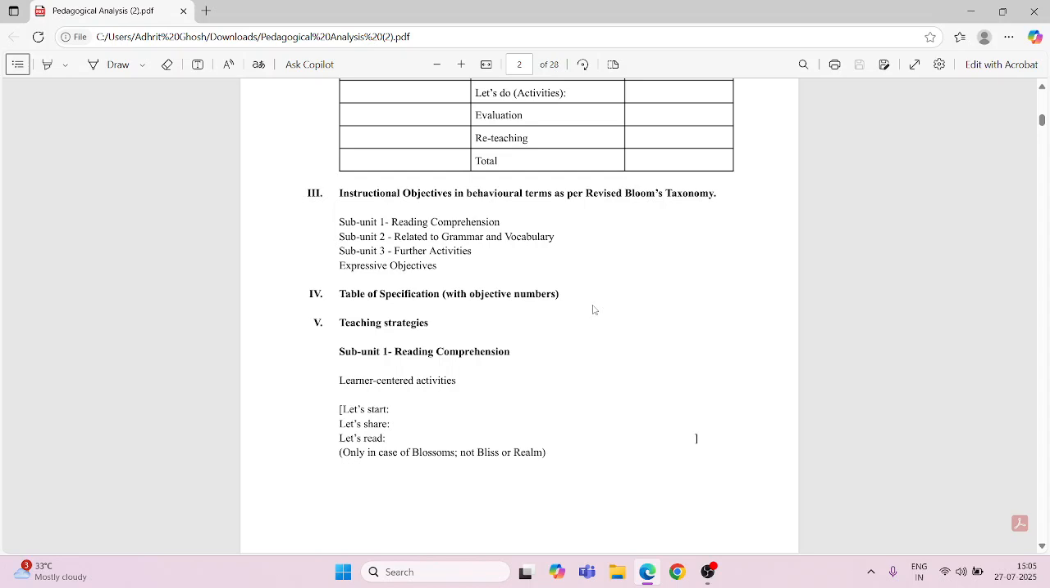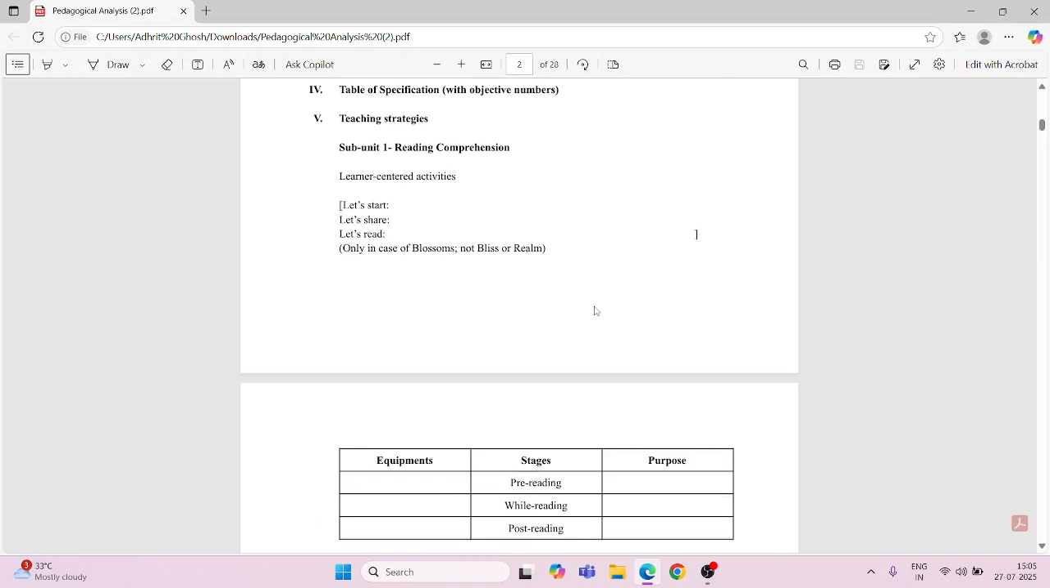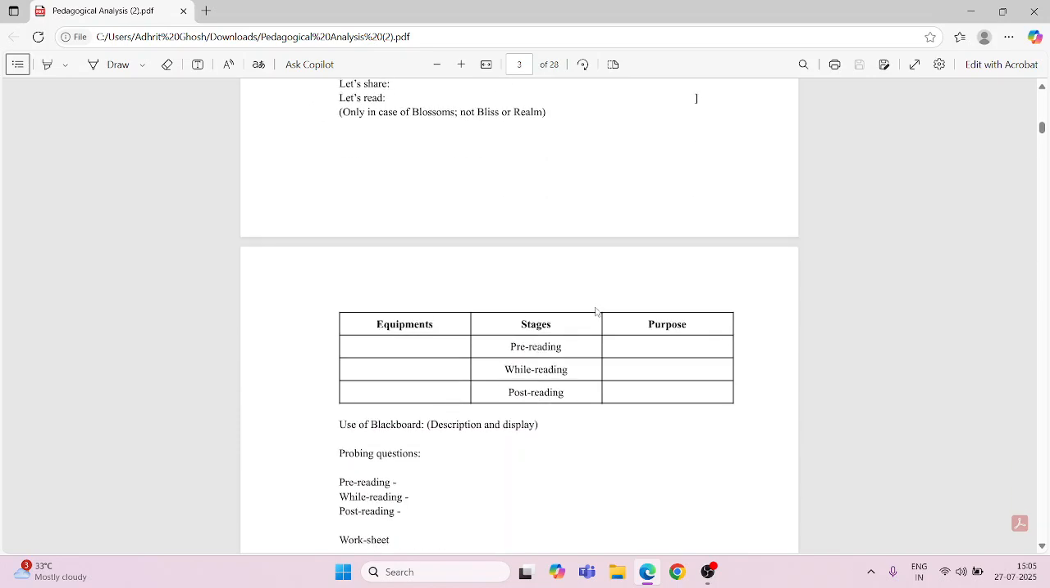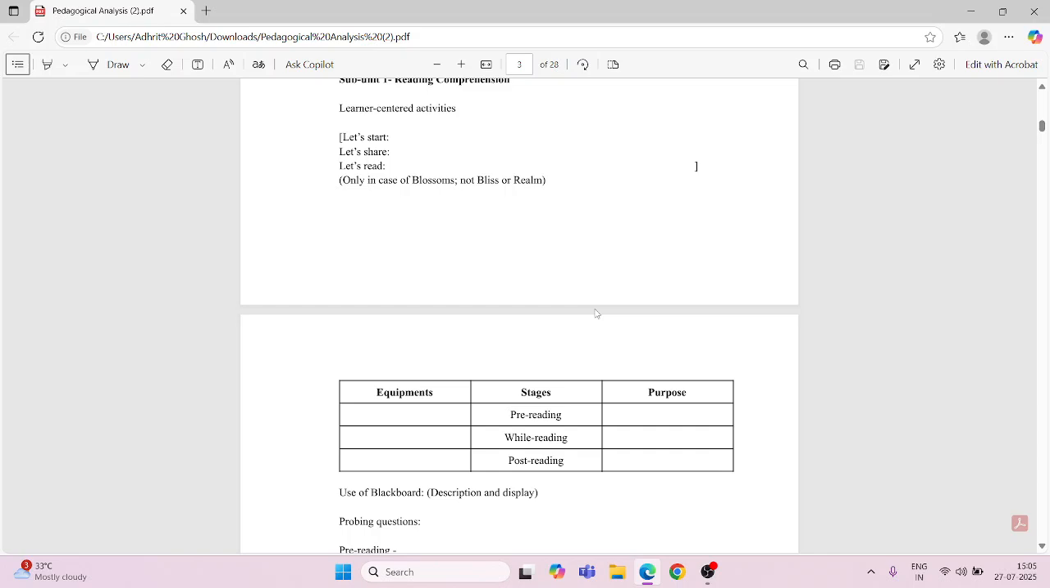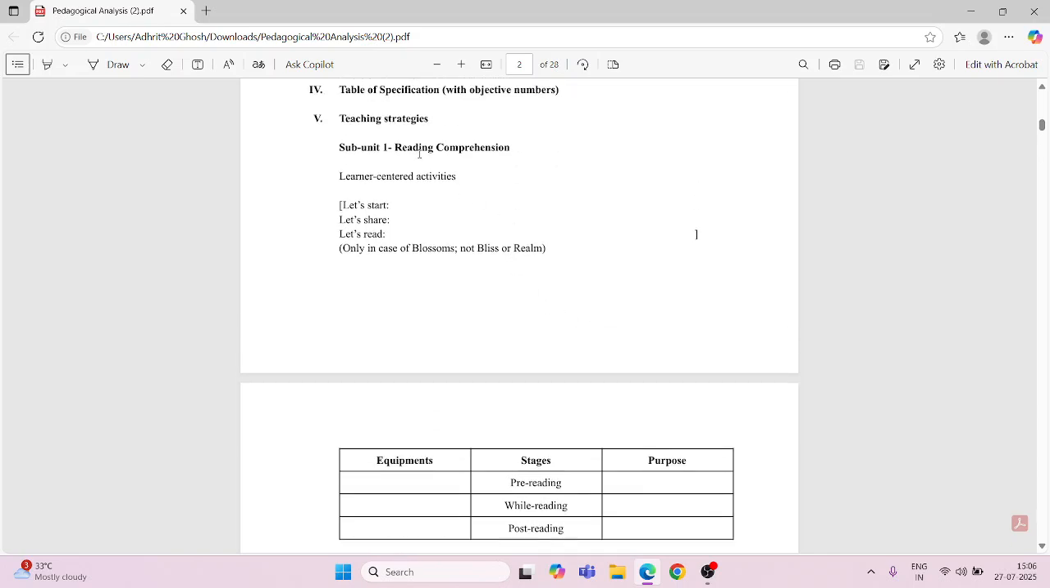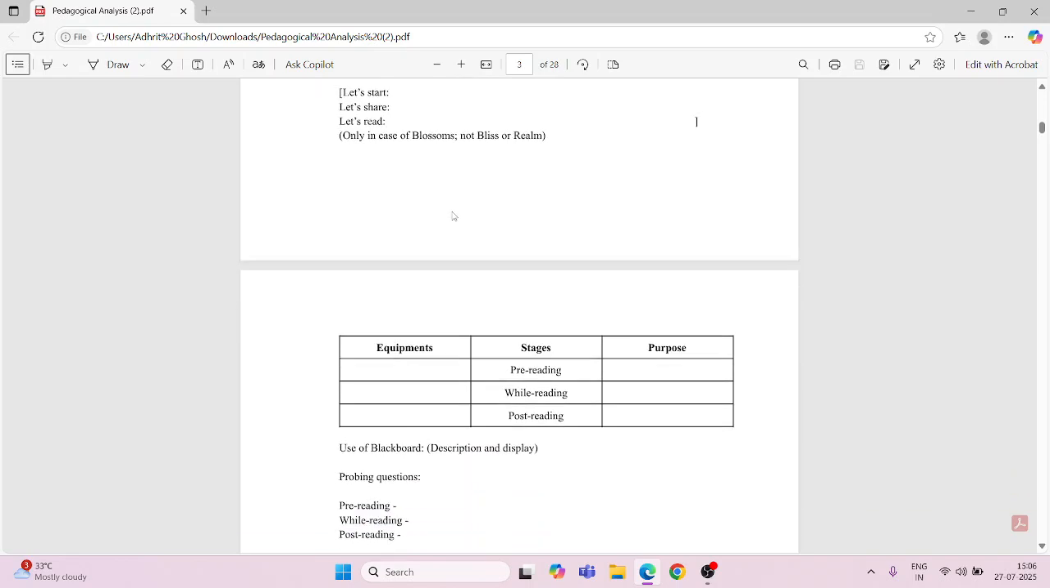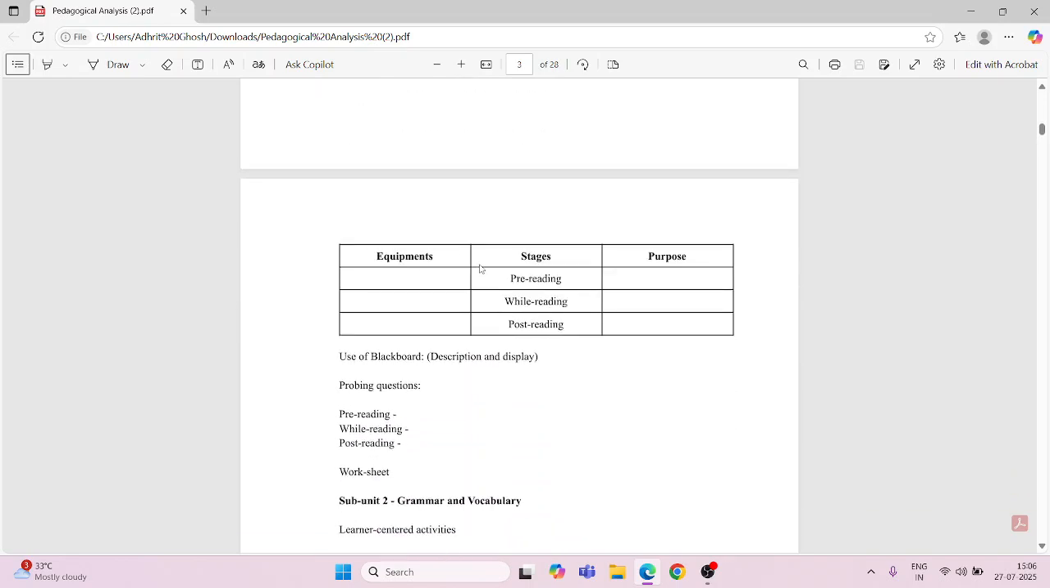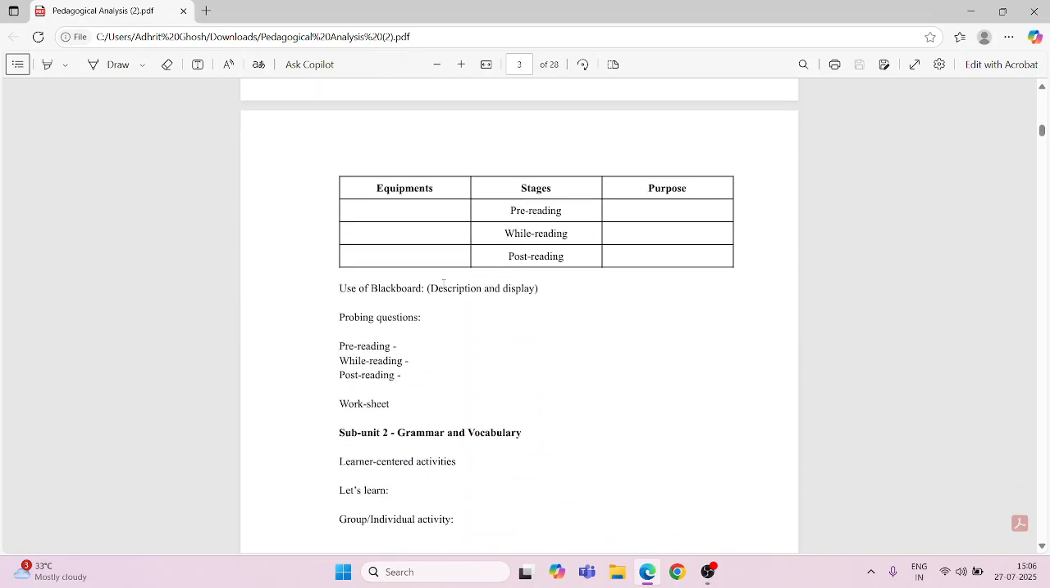And then we come to the teaching strategies. Here also we note the teaching strategies based on reading comprehension, grammar and vocabulary, and writing skills, so further activities, that is. So under reading comprehension, in all the subunits, this is the usual pattern. That is, first you have to write learner-centered activities. Then you have to write down the equipment, stages, and the purpose. Then you have to note or describe and display the board work.